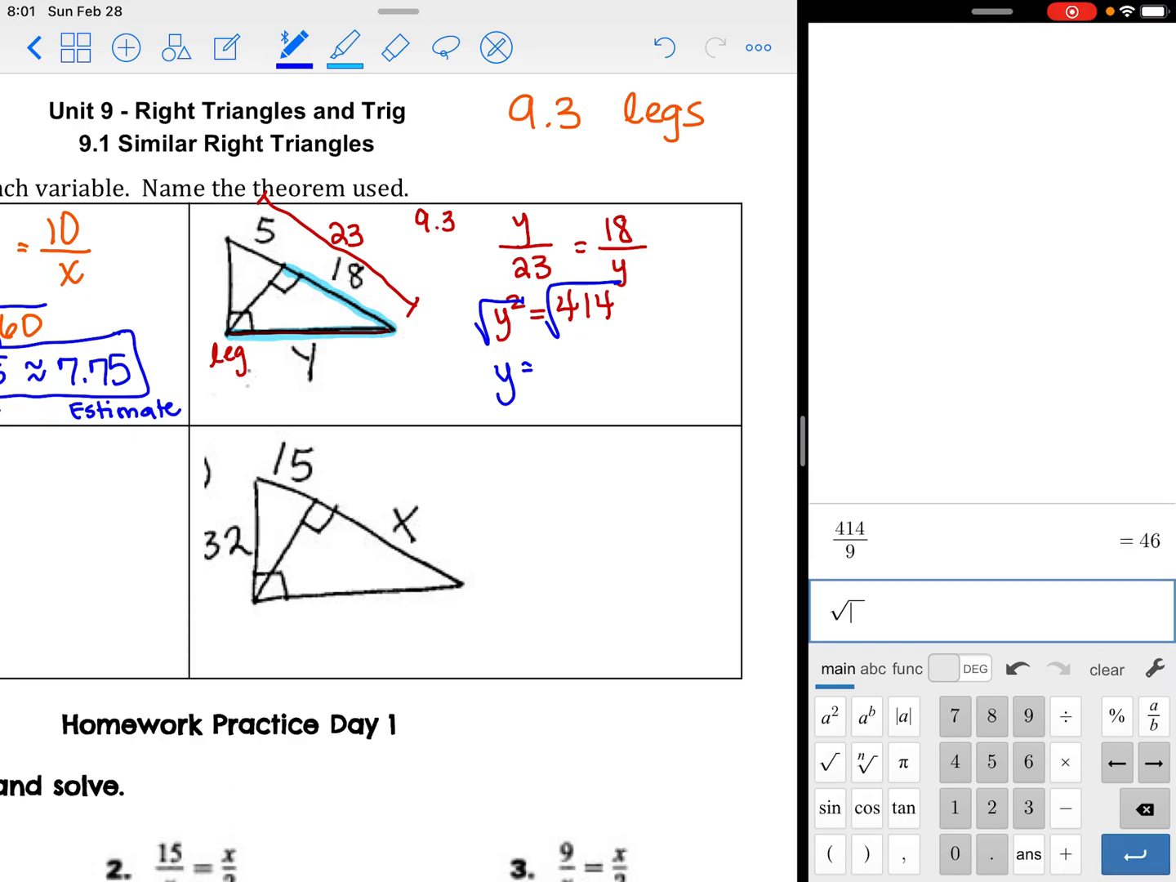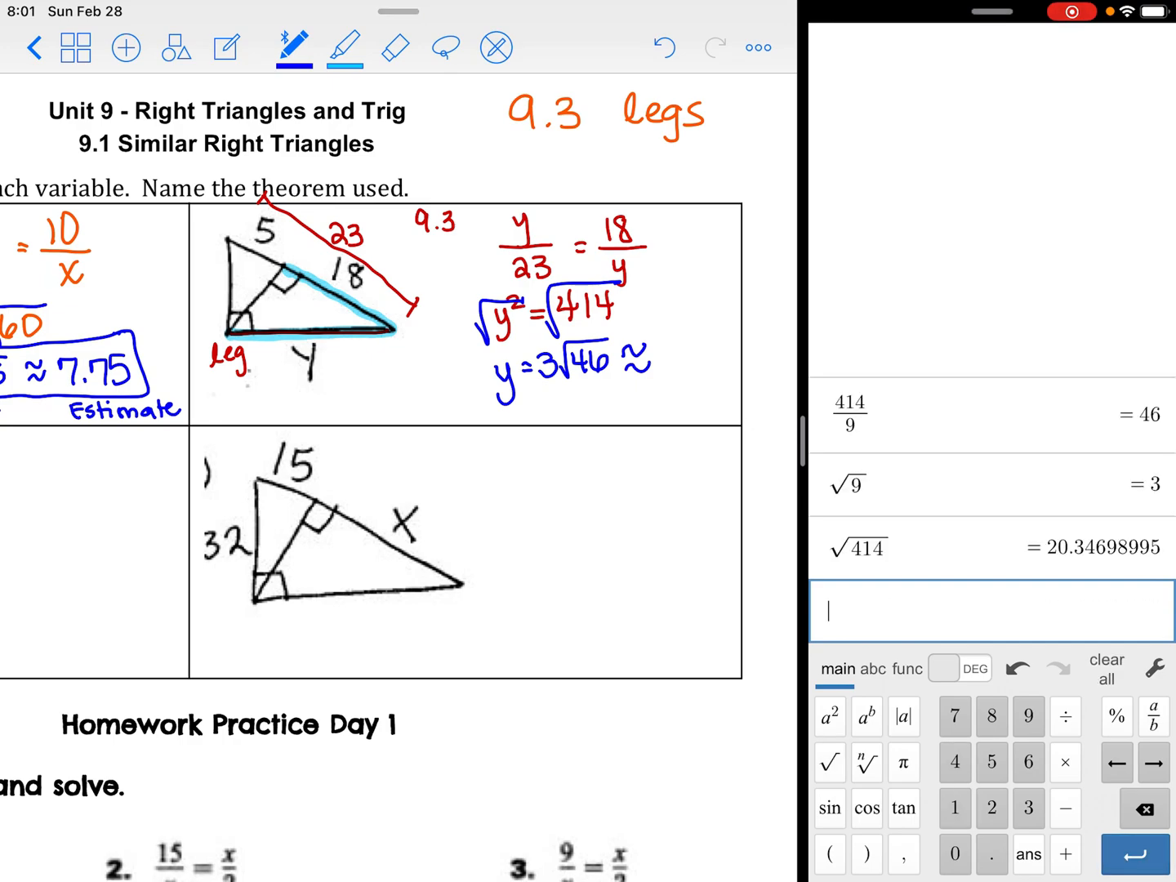So outside, I put the square root of 9, which is 3. 3 times 3 is 9. And then inside, I put that part that's left over. So the exact answer is 3 root 46. Or I can estimate that. And I can estimate it from the original or from that reduced version we just did, and it should give me the same answer. And it does.